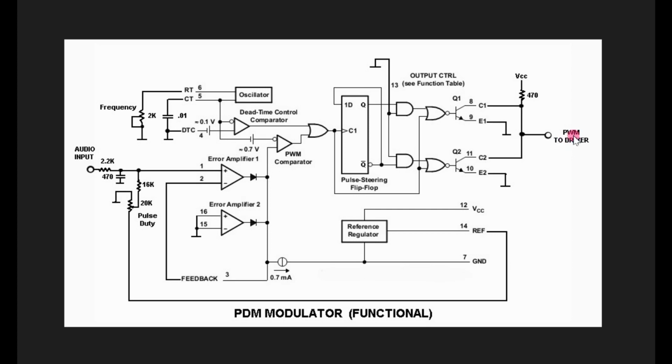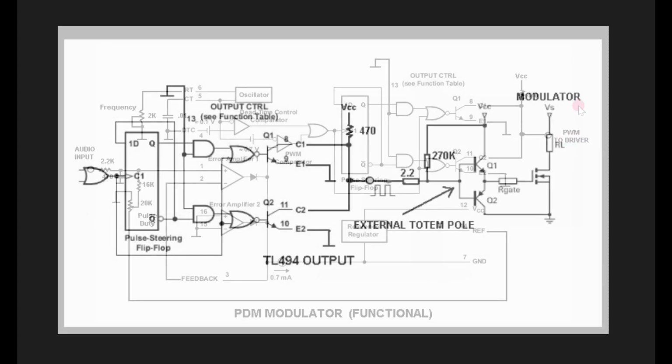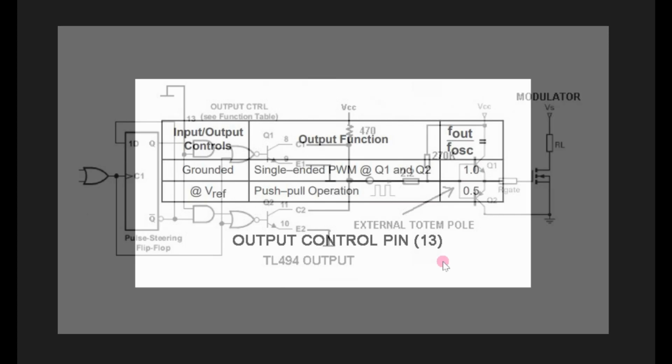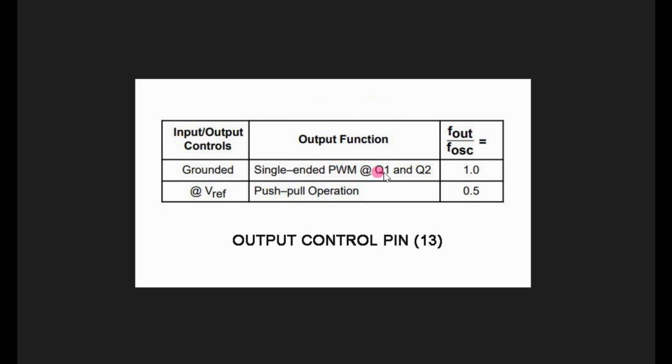It's complementary symmetry emitter followers, a PNP and an NPN. They're external to the chip. So I think that describes pretty much the whole chip. Here's the output control pin. Grounded, we get the single-ended PWM. And once we tie the control pin to reference, or the 5 volts, we put them in antiphase. Q and Q naught become active.